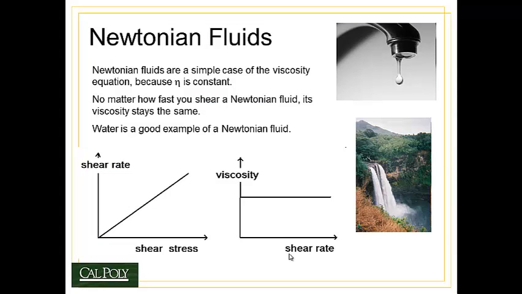Many fluids are what we call Newtonian fluids, water being a classic example. Newtonian fluids are a simple case of the viscosity equation because η is constant in this case. No matter how fast you shear a Newtonian fluid, its viscosity always stays the same, as shown here in this diagram. As the shear rate increases, the shear stress increases linearly, which implies that the viscosity must be constant over that range of shear rate.